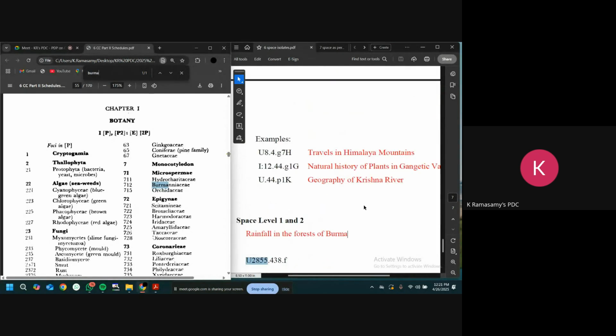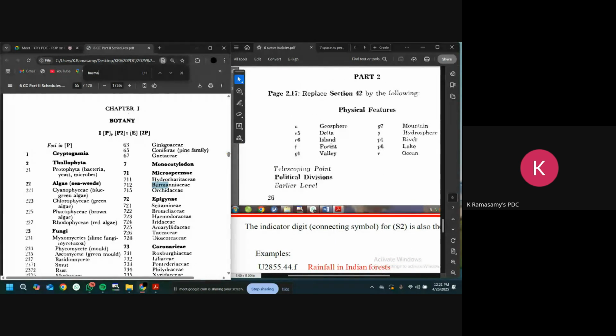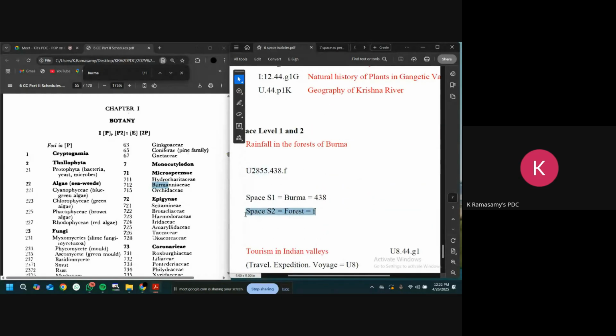What is the number for forest? I told you should take number for forest from this rules part. What is the number for forest? F. I got F. Okay. So F stands for forest, S2. 438 stands for Burma.